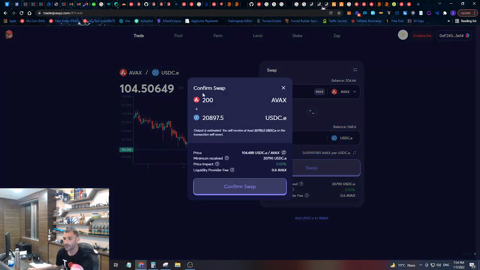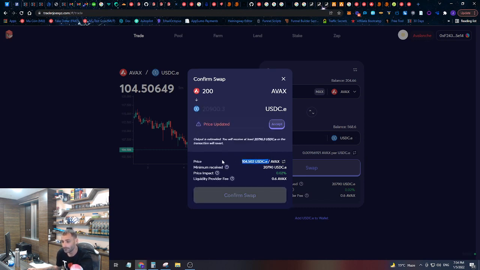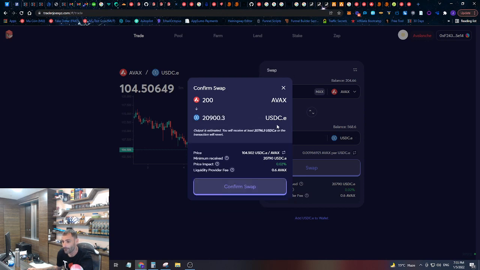And what I'm going to be doing is swapping 200 AVAX to 20,897 USDC.e. And I can see what is the price here. I can see the minimum that I'm going to receive. This is the minimum amount that I'm going to actually receive. I can see the price impact that it's going to have on this liquidity pool, which is 2%.